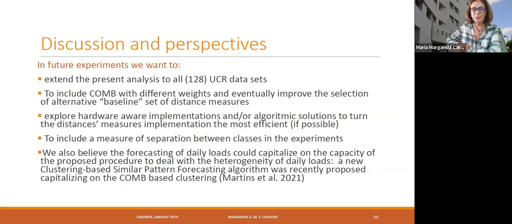Future software implementations could be very useful for the computation, since the computational cost for the comparison on UCR datasets is very high. And at the moment, we also have an application where the approach we proposed here, based on COMB and clustering with k-medoids, was used and integrated in a clustering-based similar pattern forecasting algorithm that was recently proposed.